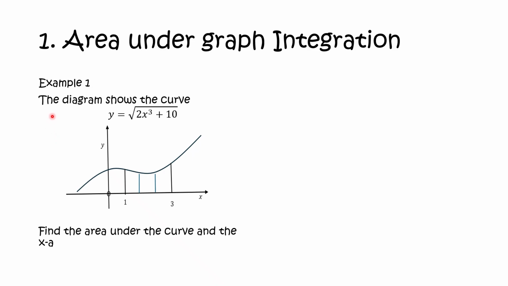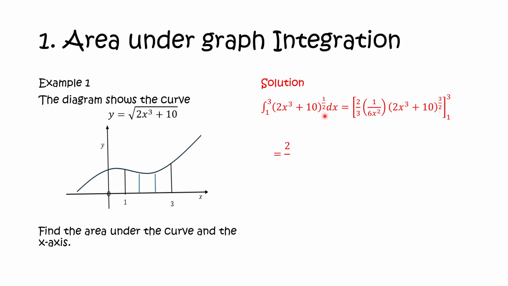So in the question that we have here, the diagram shows the curve y is equal to square root of 2x cubed plus 10. We are asked to find the area under the graph and the x-axis. We already have the formula. So the first thing that we do is to integrate that function that we're given here, that is y. So in this case, our y is 2x cubed plus 10, all raised to the power half from the laws of indices. And then we integrate this.